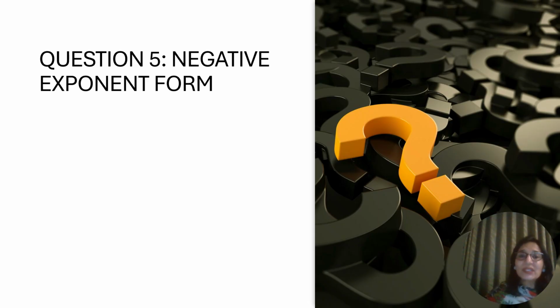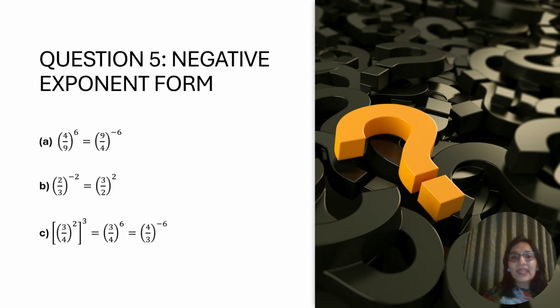Next rule is about negative exponent form. Now let's understand what type of questions are related to this. It is question number 5, negative exponent form. Again the same thing. 4 upon 9 to the power 6. So how did we get this 9 upon 4 to the power?